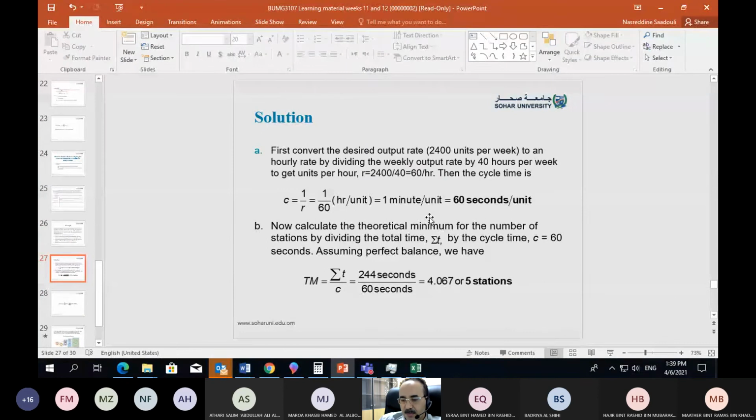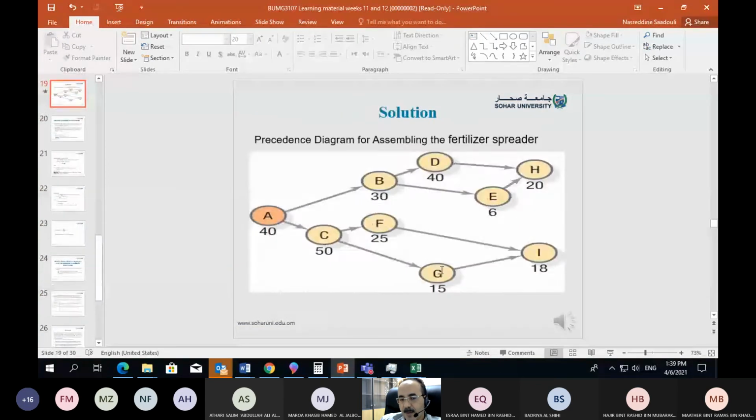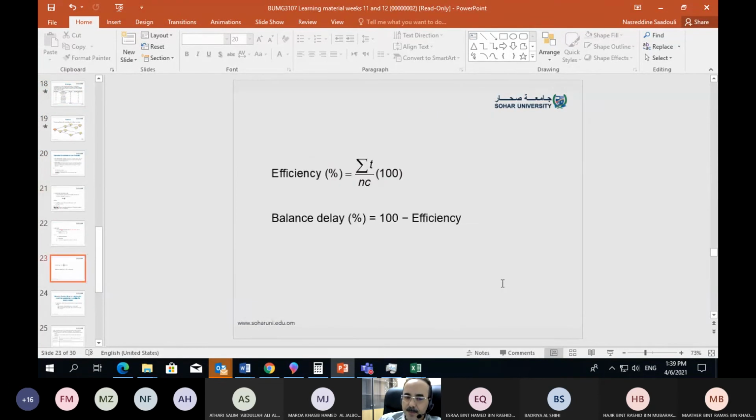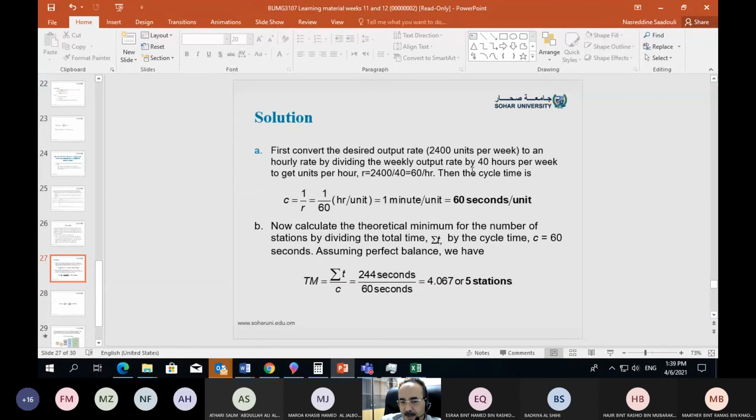The theoretical minimum, just applying the formula, is the total time divided by the cycle time. Total time is 244 seconds. We've already found this in the table, remember? That's where we got the 244. It's the sum of all of the times for all of the work elements, divided by the cycle time we computed. This is why we need these to be in the same units. If this is in seconds, this must be in seconds. If this is in minutes, this must be in minutes. This gives us 4 point something. We always round up, so we need 5 stations.